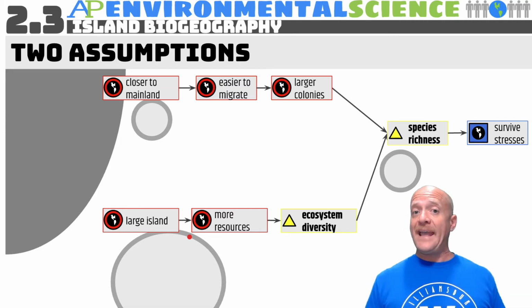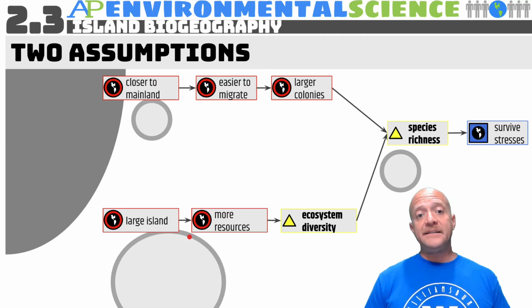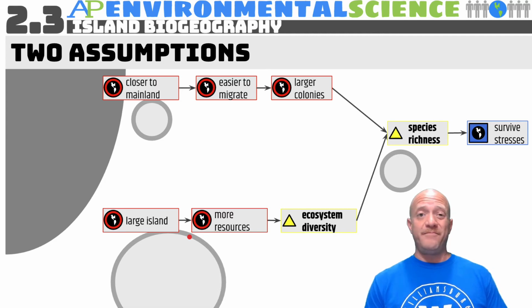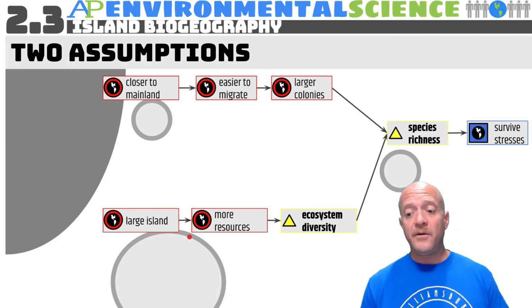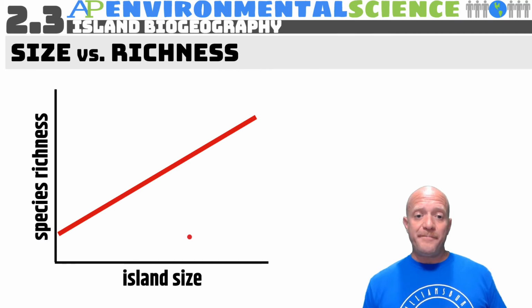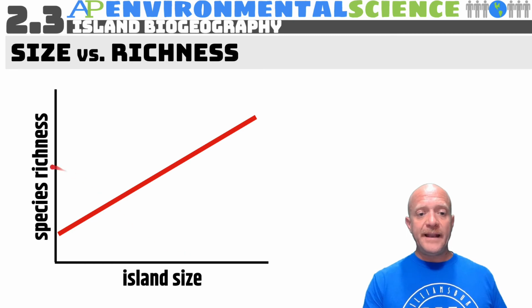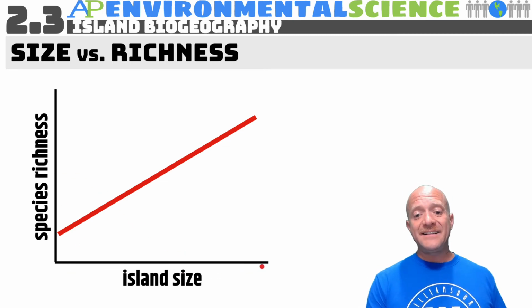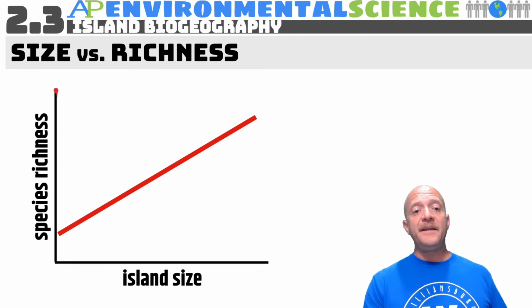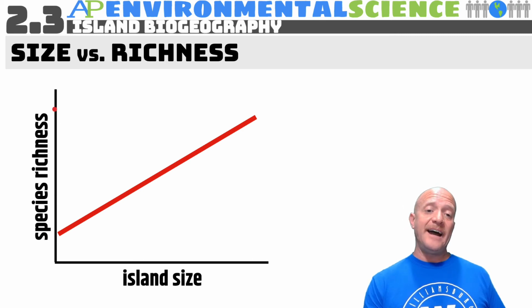We're going to be doing a hands-on activity that will kind of reiterate what I just explained in this video. But what I want you to understand is that island size is related to species richness. As an island size increases, the number of species that are present on that island should also increase.